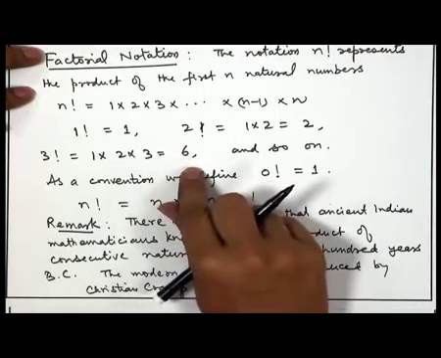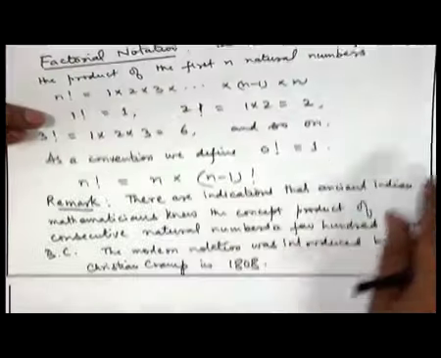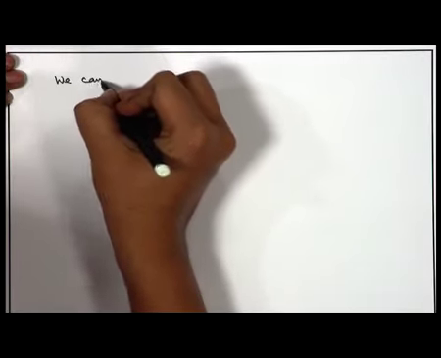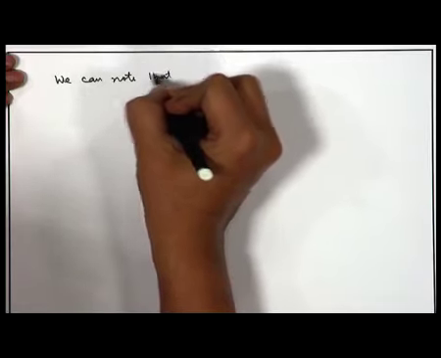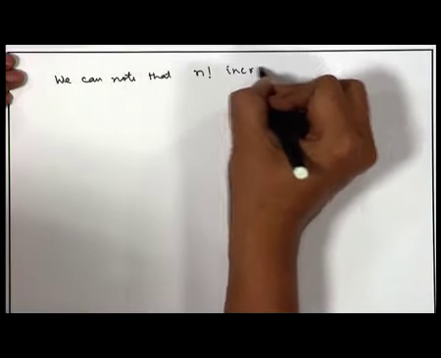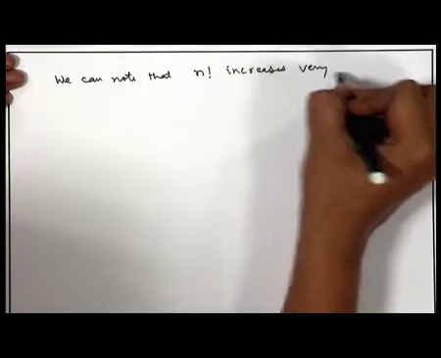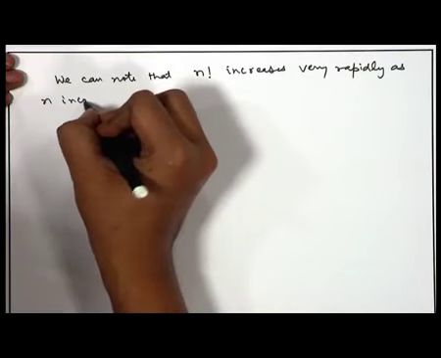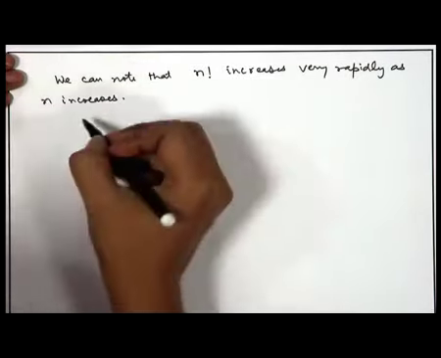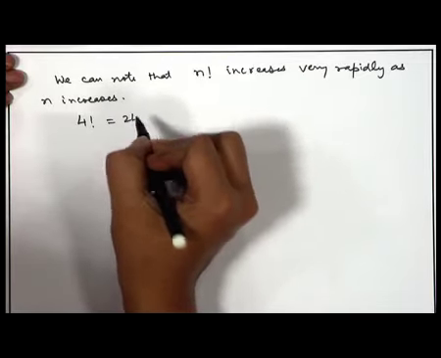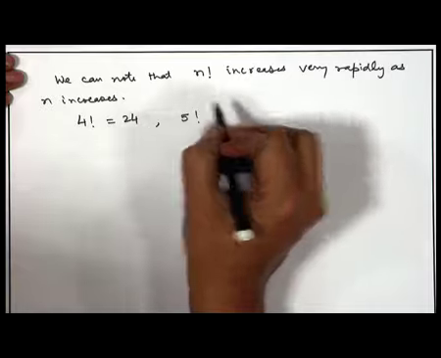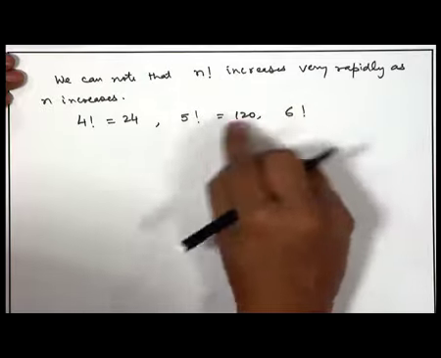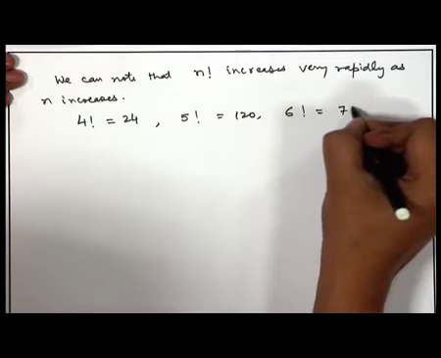You can see that it increases very rapidly. So, let me just illustrate it. We can note that n factorial increases very rapidly as n increases. So, for example, if I consider 4 factorial, it becomes 24. If I consider 5 factorial, then it becomes 5 into 4 factorial, that is 120. 6 factorial becomes 6 into 5 factorial, that is 720.